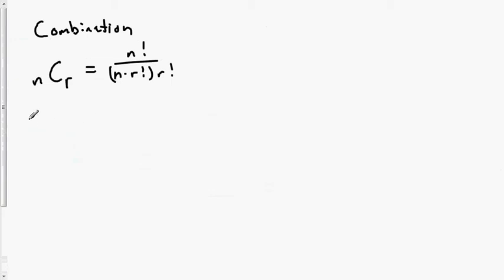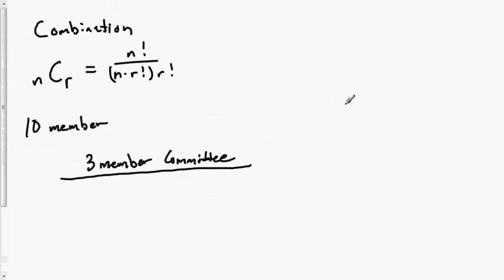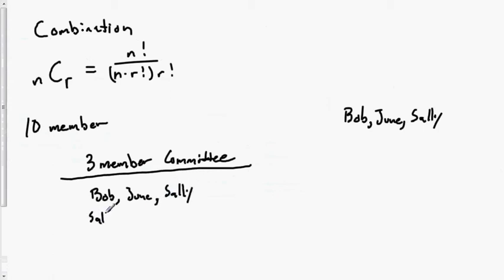So now say I've got a 10-member group, and I need to form a committee using three people, a three-member committee. Okay, say I've got the same people, Bob, June, and Sally. So say I choose Bob, June, and Sally. What if I choose Sally, June, and Bob? Or June, Bob, Sally. All right. Is this group the same as this three-member committee? Is it the same as this three-member committee?